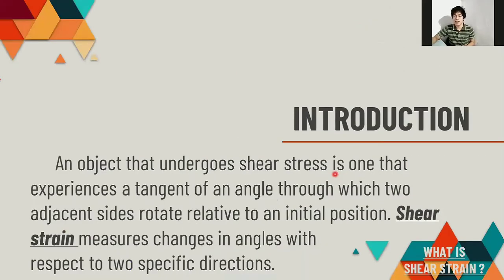Okay, for introduction class, an object that undergoes shear stress is one that experiences a tangent of an angle through which two adjacent sides rotate relative to an initial position. Shear strain measures changes in angles with respect to two specific directions. So, ayan, yung ating shear strain.